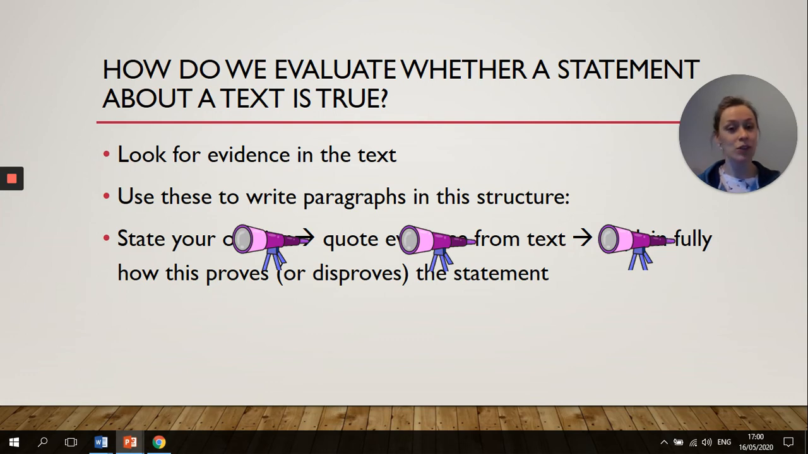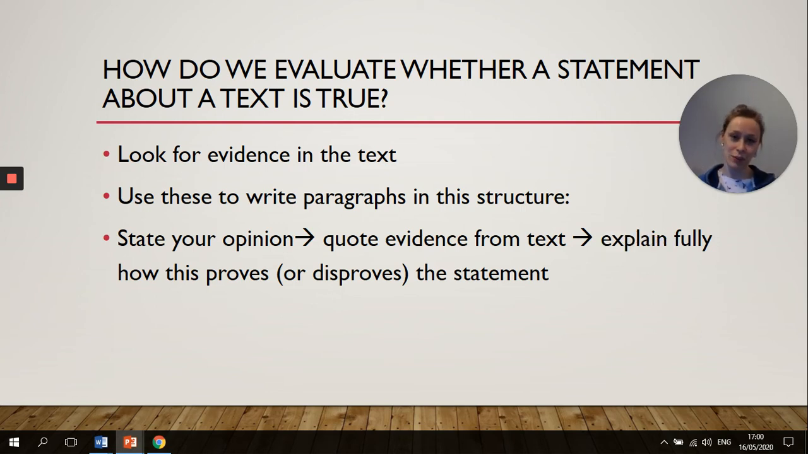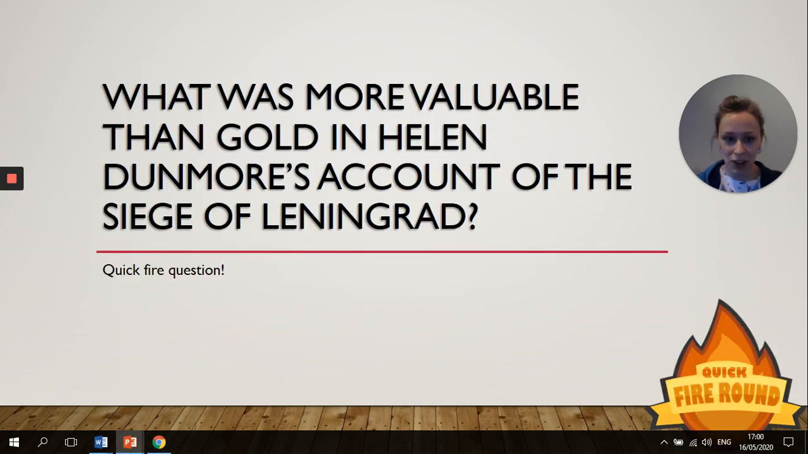Finally, these paragraphs should be structured in the following way. You begin by stating your opinion, you quote the evidence, and finally you explain fully how this proves or disproves the statement. These are skills that you will have a go at when you write your evaluation about the statement on Edward Whymper and his companions. Okay, you ready for another quick fire round?